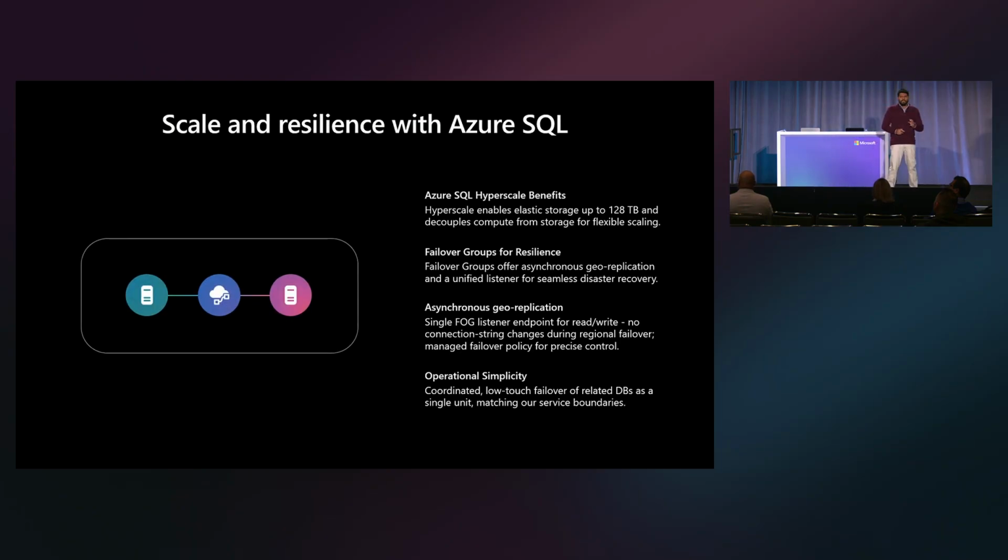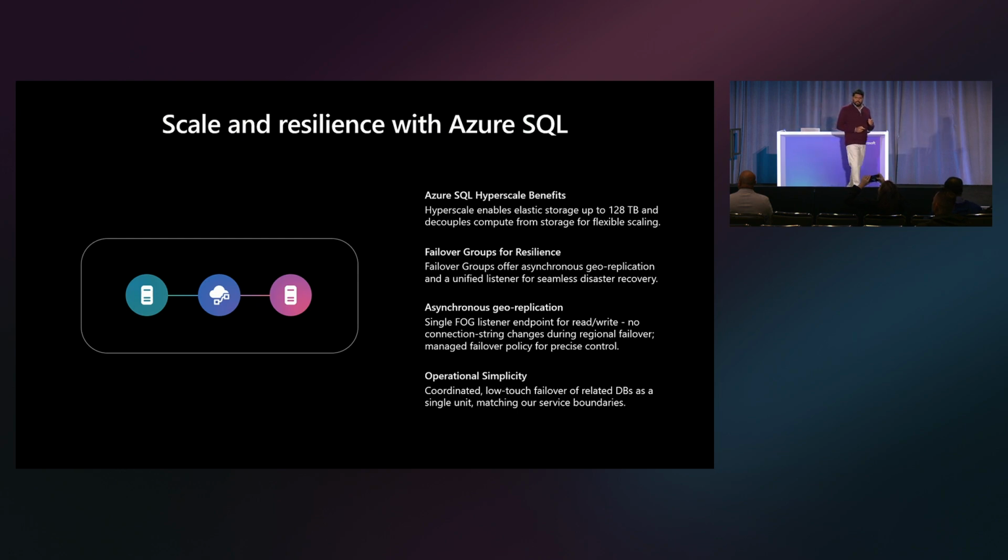Well, that's NoSQL. So there are services that need relational guarantees. For that, we use Azure SQL Hyperscale. It has elastic storage up to 128 terabytes. We don't need to keep adding storage. And at any point in time, if there is an immediate need for scaling, it can scale the compute and storage independently. That's fantastic. For resilience, we use failover groups.